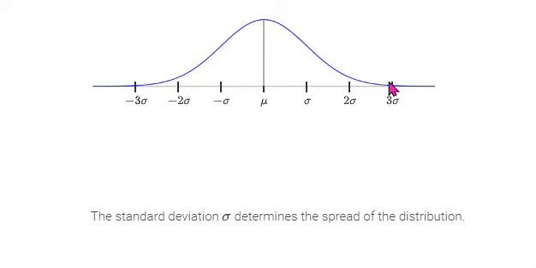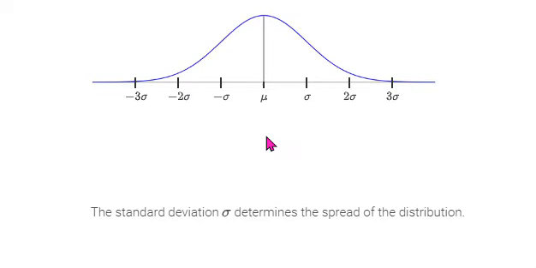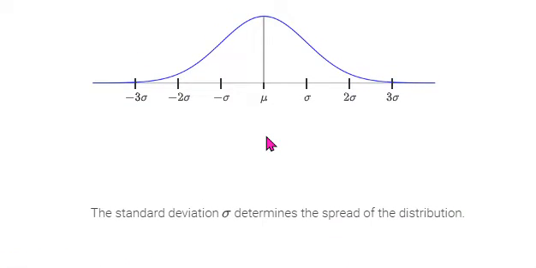So the meaning of that is the standard deviation will give you the spread of the distribution. How much the data is spread about the mean can be measured by the standard deviation. Now let's find out how much data is within 1 standard deviation of the mean.